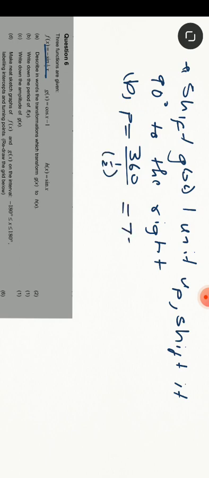So number B, we're asked to write down the period of f(x). Remember, the period is 360 divided by b. So p is equal to 360 divided by a half, which gives us 720 degrees, meaning the period of f(x) is 720 degrees. And then we're asked to write down the amplitude of g(x). The amplitude is the coefficient of the function, which is just 1. So the amplitude is equal to 1, and we are done like that.